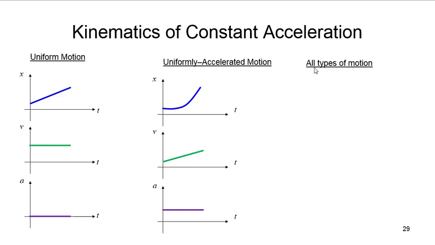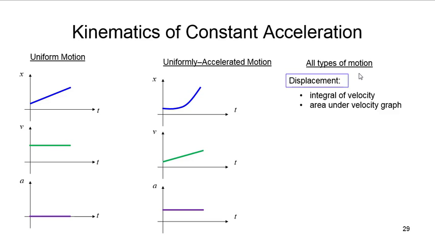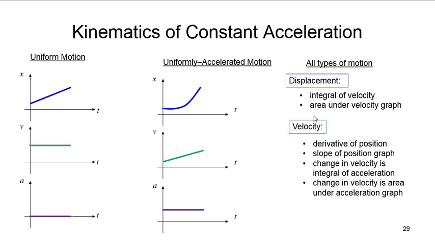We can also just look at what's true for all types of motion. For all types of motion, it's true that we can figure out the displacement by taking the integral of our velocity. That's the calculus relationship. In terms of a graph, it's the area under the velocity graph. For our velocity, we have 2 different relationships. We can either say it's the derivative of the position and therefore the slope of the position graph. Or we can also say the change in the velocity is the integral of our acceleration, which is the same thing as saying it's the area under the acceleration graph.